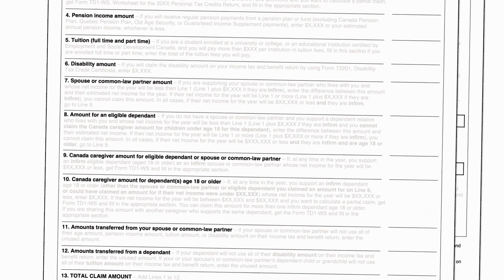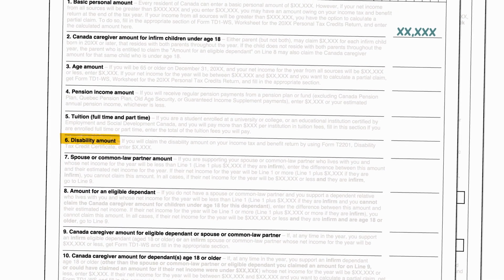If you pay tuition fees during the calendar year, you can enter the amount in section number 5. You may be able to claim tax credits if you financially support a spouse, common law partner, a child, or a sibling. Depending on the situation, you can claim a credit on section 7 or 8. You may also claim tax credits if you're eligible for the disability tax credit, or if you're a caregiver for a child or dependent with a disability, sections 2, 6, 9, and 10 may apply to you.